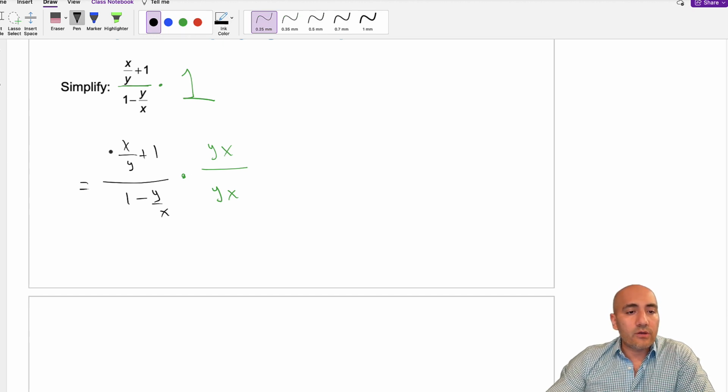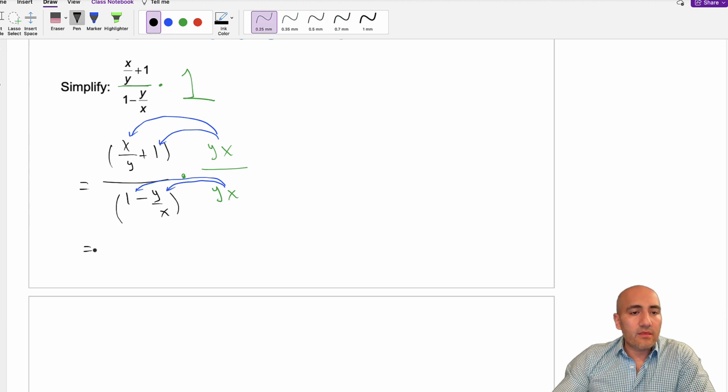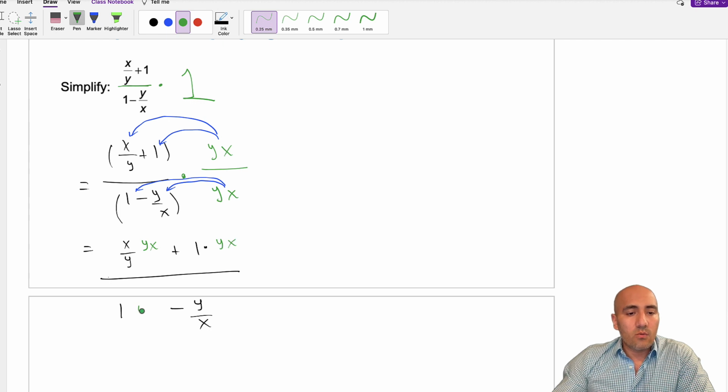And now what we're going to do is we're going to distribute. So we're going to take this term and multiply it times this one, this one times this one, and this one times that one. So we'll end up with an x over y, plus 1 times, and then in the denominator, we'll end up with a 1 minus y over x. And so here we end up with yx, yx, yx, yx. Right? So each one of these terms gets multiplied by yx.